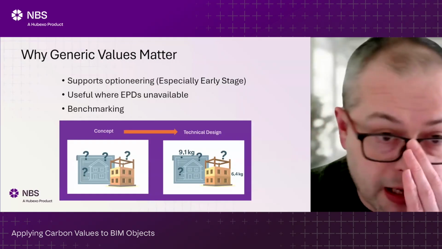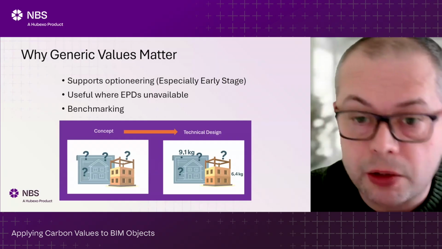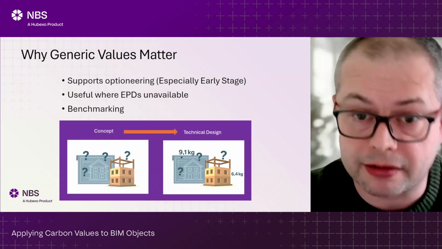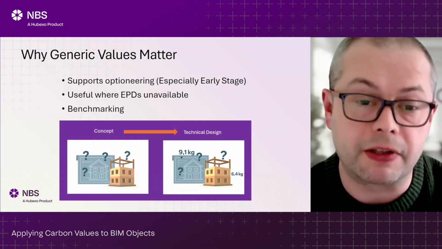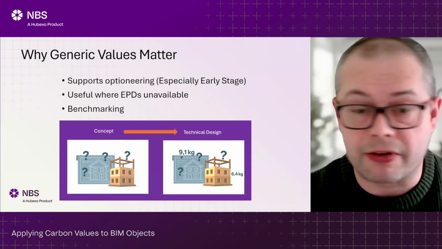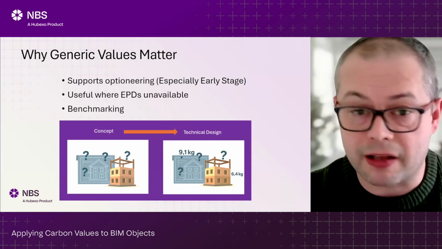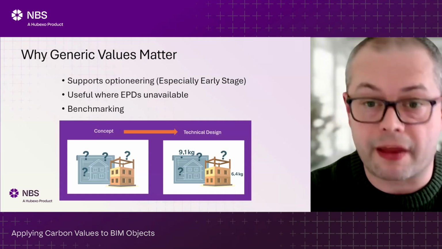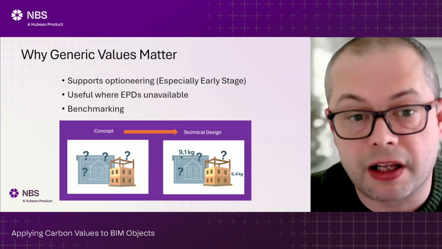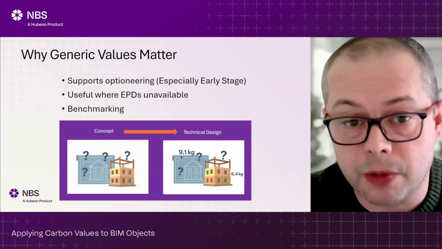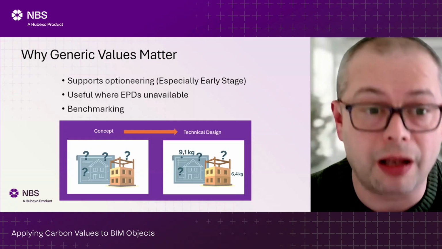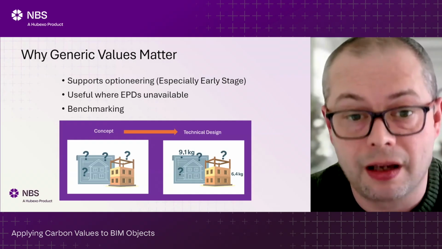So generic values then, this is where you would have a carbon value for something like a brick wall, but not necessarily manufacturer specific. So you would have aggregated data that would come from different research, whether it's academic or it might come from a selection of manufacturer EPDs that have then been aggregated and averaged out to give you this value. There are lots of different places where you can get different things from, but the most concise and trusted one in the UK being the ICE database.